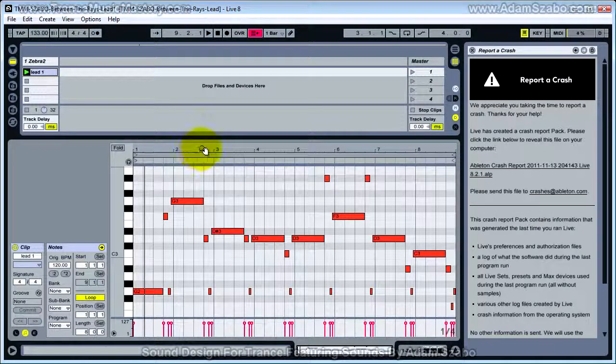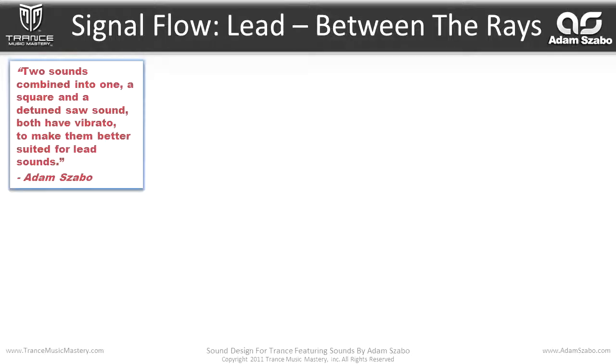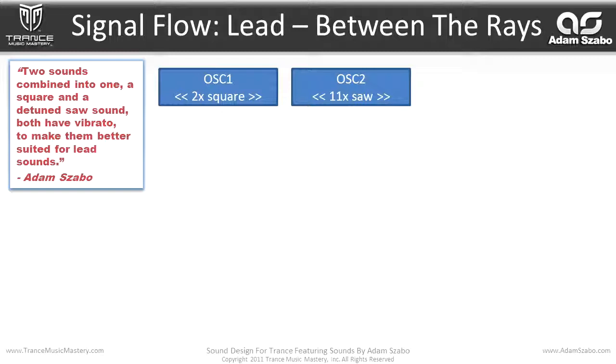Okay, and let's go ahead and walk through the sound map. And Adam Sabo says two sounds combined into one, a square and a detuned saw sound. Both have vibrato to make them better suited for lead sounds. So oscillator 1 is a dual square wave, and oscillator 2 is an 11 stacked saw wave.